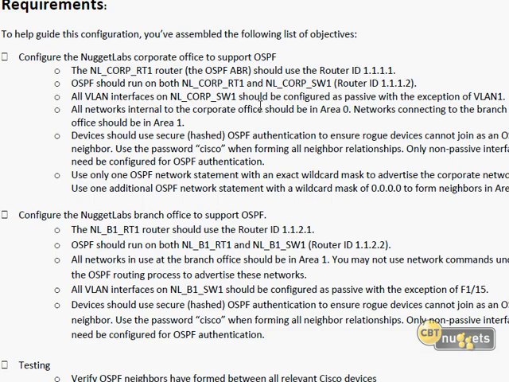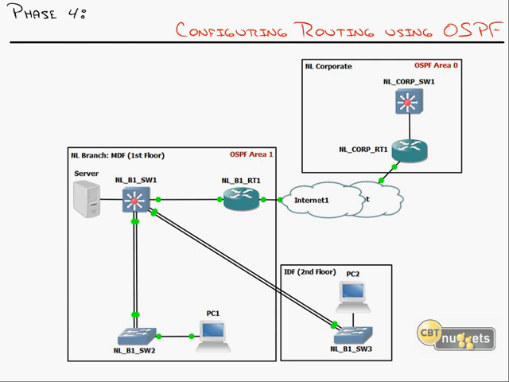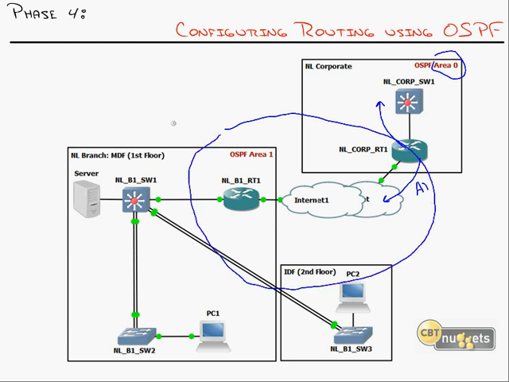So it says, passive interface VLAN 1. All networks internal to the corporate office should be in area 0. Networks connecting to the branch office should be in area 1. So going back to our diagram here, networks connected to the corporate office are area 0, and networks connected to the branch office are area 1. Again, the diagram here isn't showing the true area boundary, which is this. This is all in area 1, but this interface of this router will be in area 1 as well.